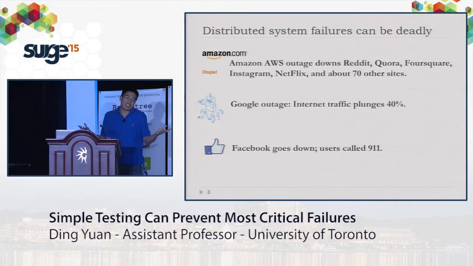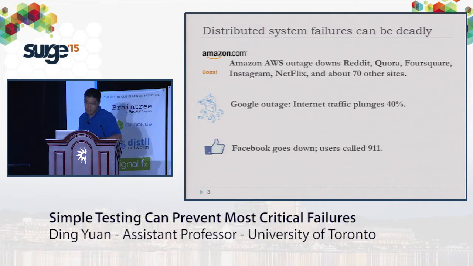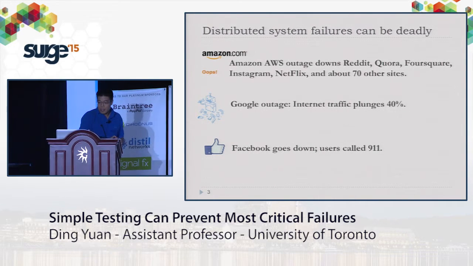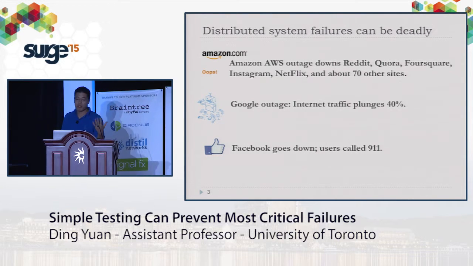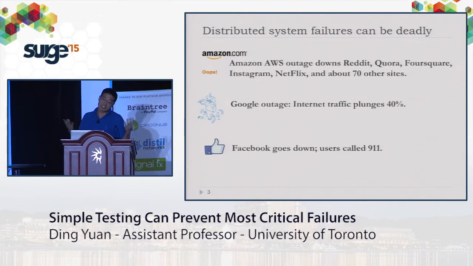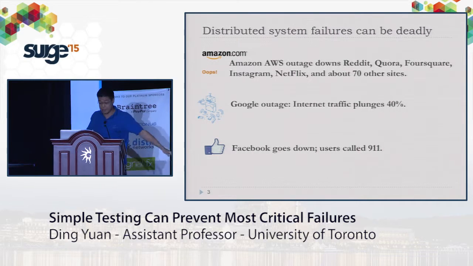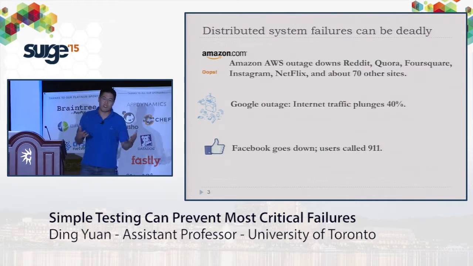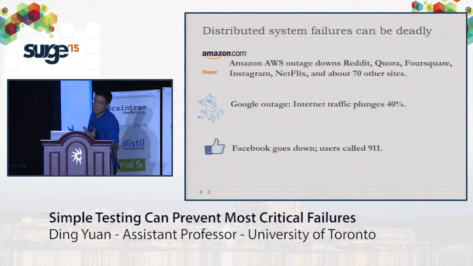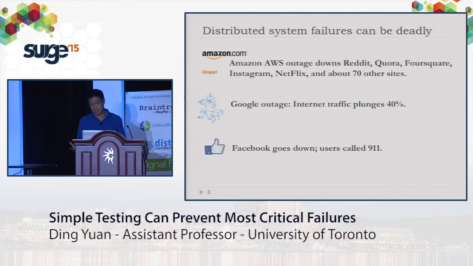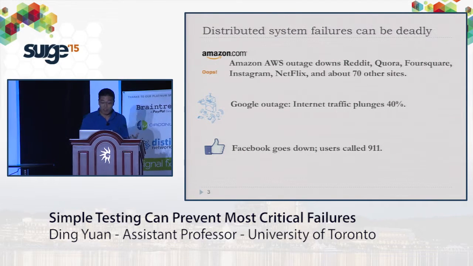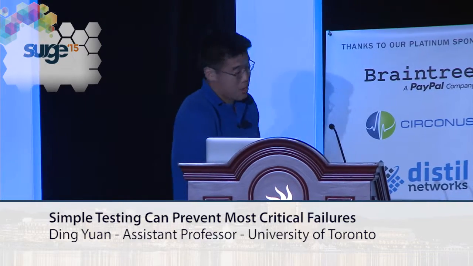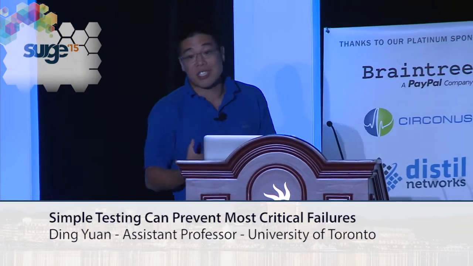So we know that distributed system failures can be deadly. In 2011, there was a failure in Amazon AWS that took down Reddit, Quora, Foursquare, Instagram, Netflix, and 70 other sites, and probably including some of your websites. Right? It lasted 4 days. Okay? And in 2013, Google went down briefly for 5 minutes, and the internet traffic plunged by 40%. And last year, Facebook went down for 30 minutes, and some users called 911.